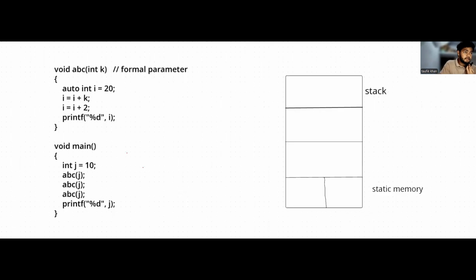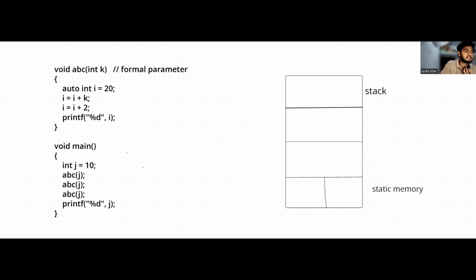So here we are. Let us start. It's our fifth lecture of a storage class. And in this lecture, we have this C program. With the help of this C program, we will understand what are the variables and values which are stored inside the static memory, and heap memory.